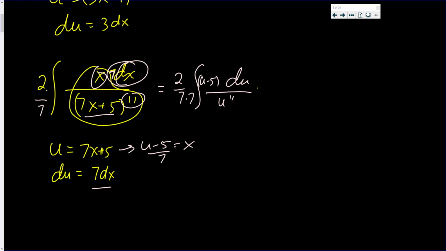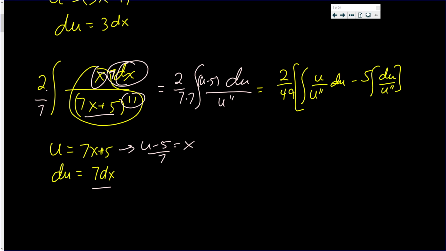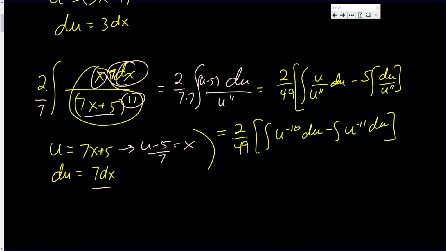But now is where everything comes together. We have 2 over 49. Like I said, separate the integrals. It's the integral of u over u to the 11th du minus 5 du, I'll pull the 5 in front, over u to the 11th. But these two integrals are pretty straightforward. The first one is u to the negative 10th du minus the integral of u to the negative 11th du.